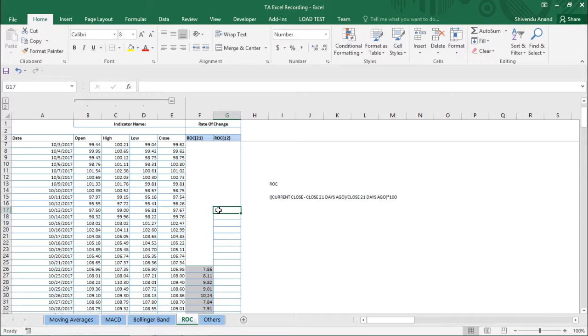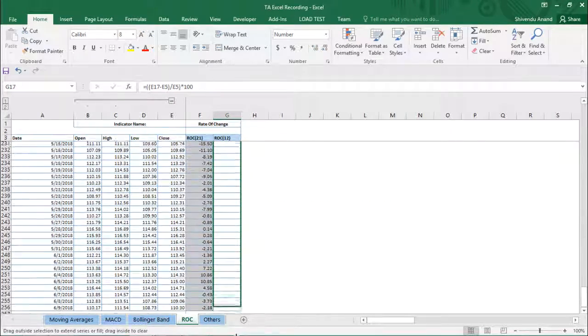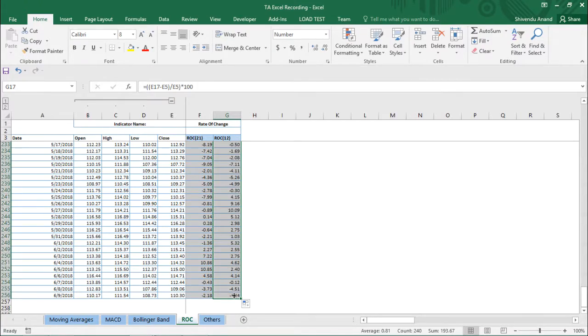Similarly for ROC 12, we say is equal to two brackets open, current close minus close that was 12 days ago, and we are going to close the bracket and divide it by E5 again, that is close 12 days ago. We are going to close the bracket and everything has to be multiplied by 100. And here we go, -1.52 is the ROC. Use the autofill function, and here you have the ROC for the entire duration.